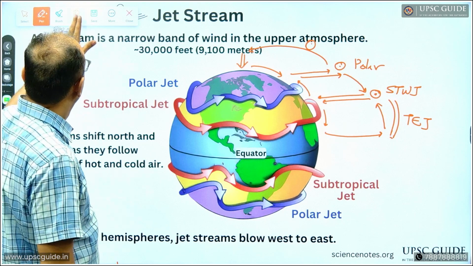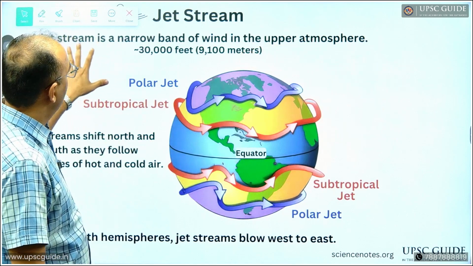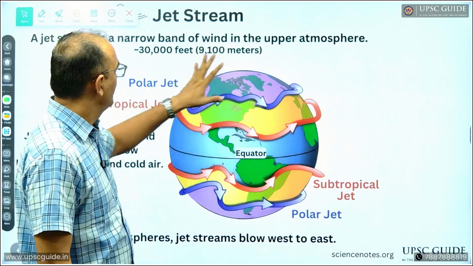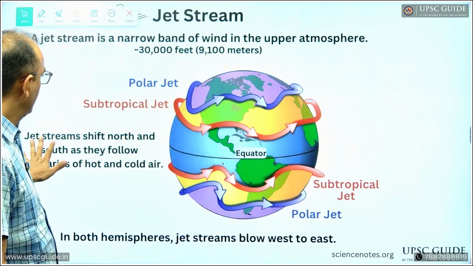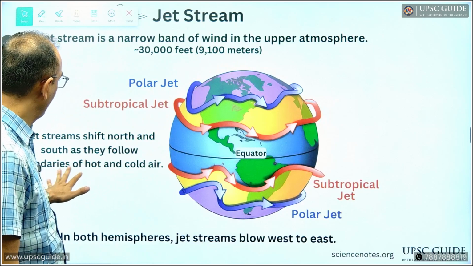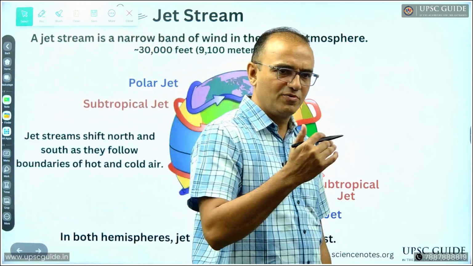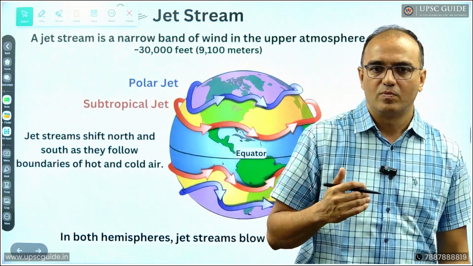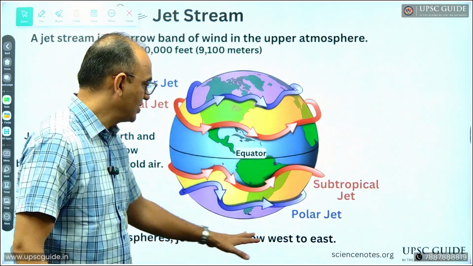Okay. So now look at this, right? A jet stream is a narrow band of wind in the upper atmosphere, at very high altitude. Now the location: jet streams shift north and south as they follow boundaries of hot and cold air, right? So in the upper atmosphere also, they shift north and south. In both hemispheres, jet streams blow west to east.